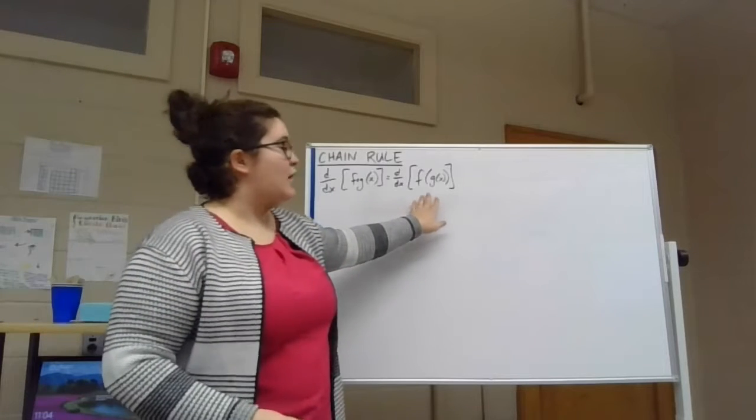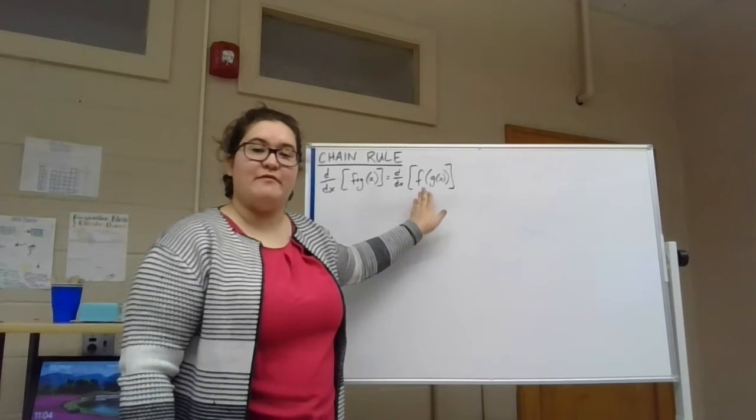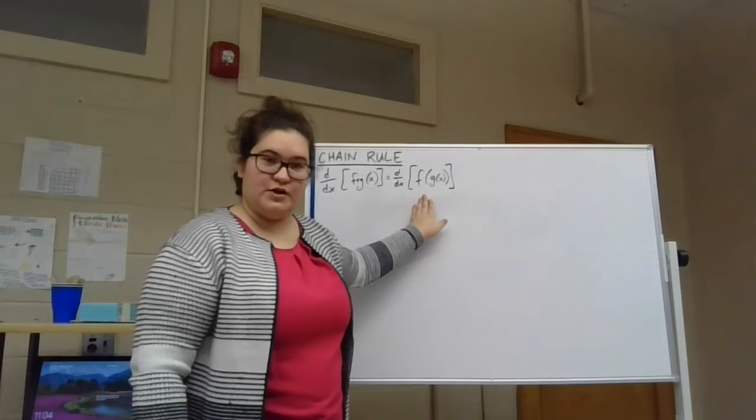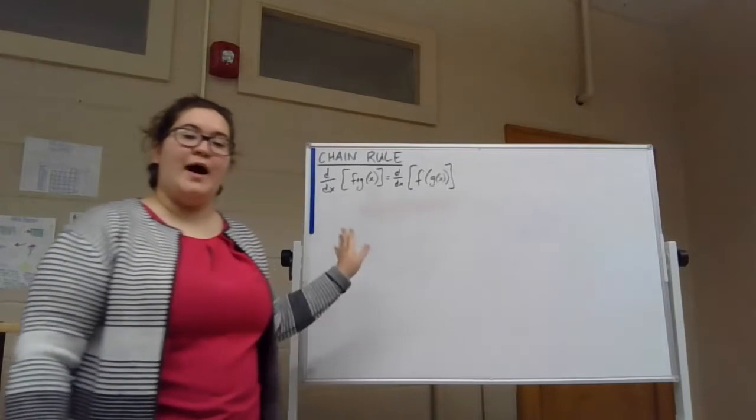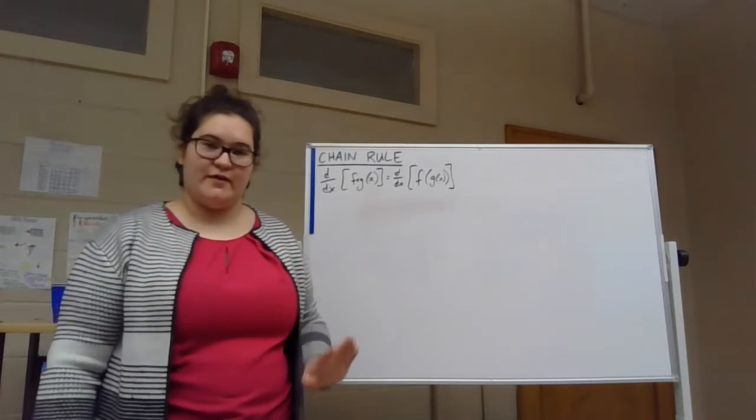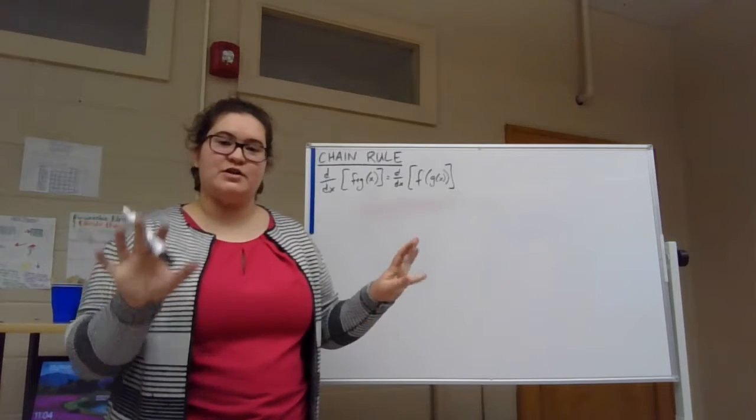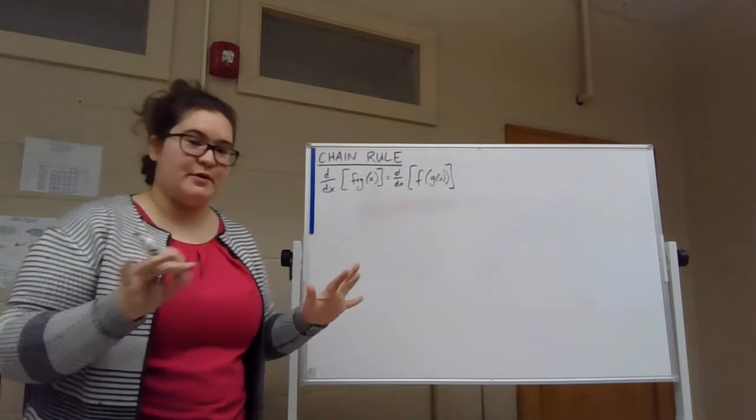So this is, a composition of functions is when you have a function within another function. So the chain rule will tell you how you can handle finding the derivative of that by isolating the two functions and finding their derivatives separately.